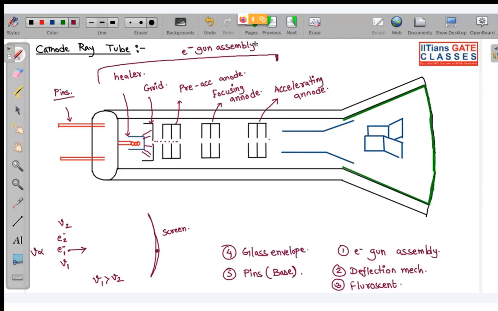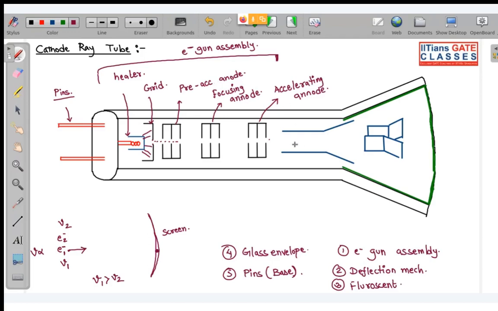If there is a theoretical question asking what parts the electron gun assembly consists of, you should say that it consists of a heater, grids, and anodes. They might ask what the different types of anodes are. You should say pre-accelerating anode, focusing anode, and the last one is the accelerating anode. All these things you should know. Is it clear? Yes, sir.